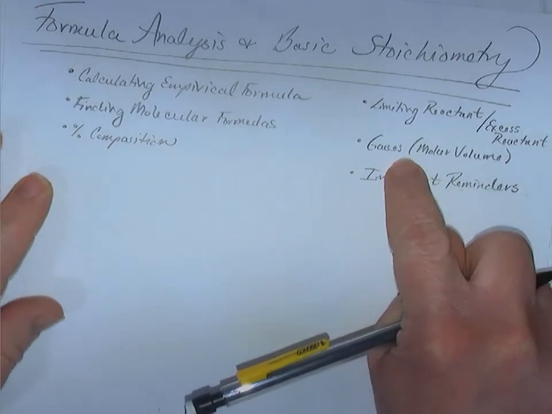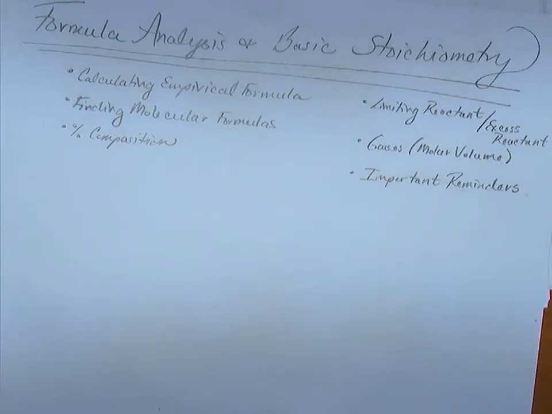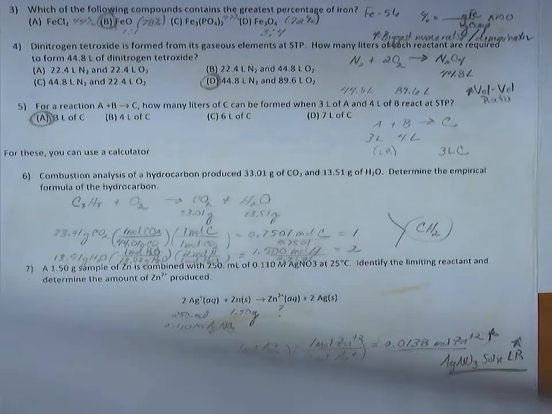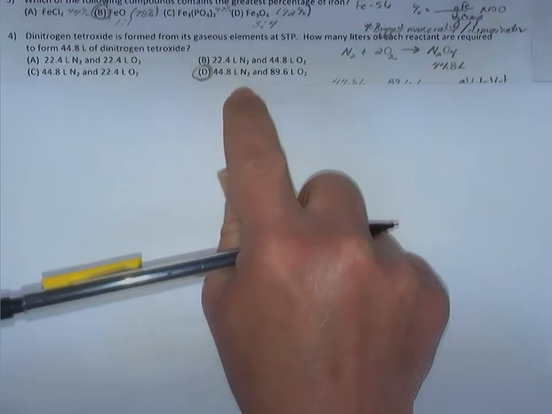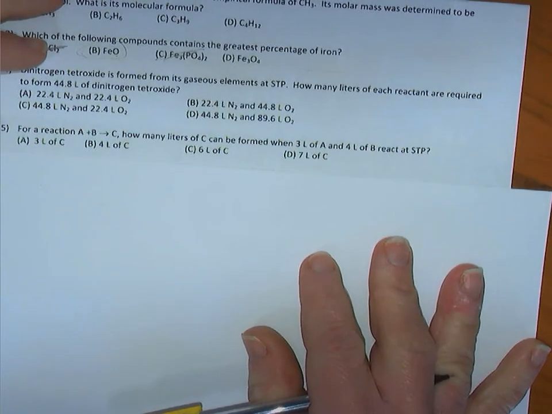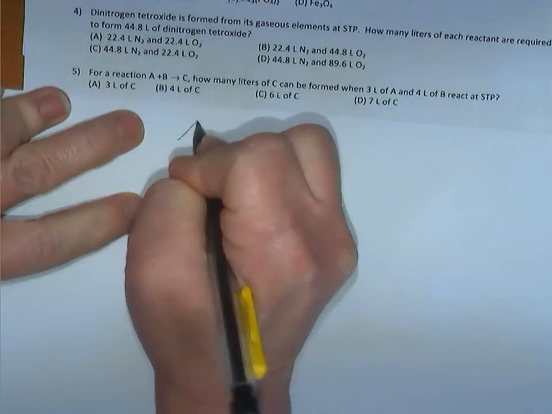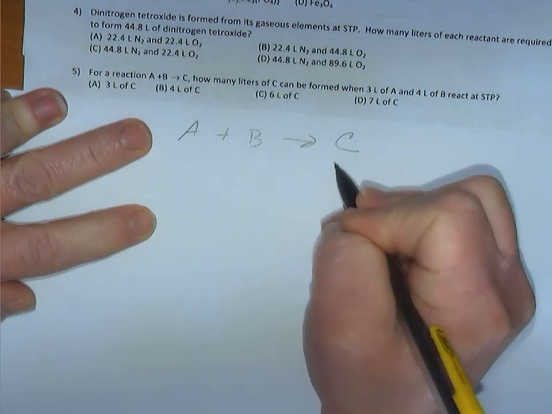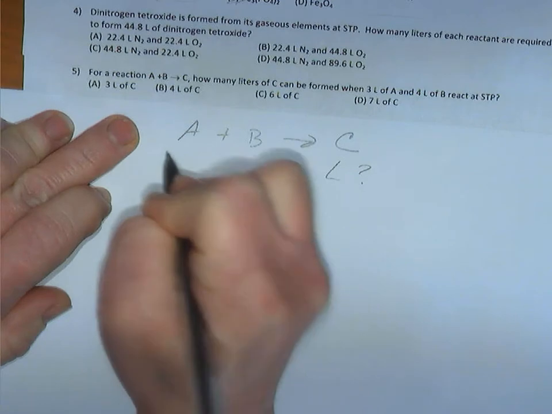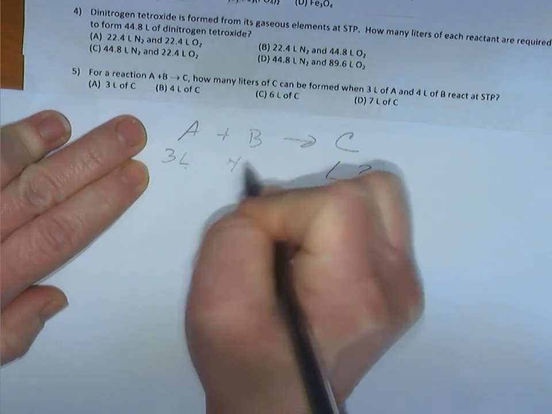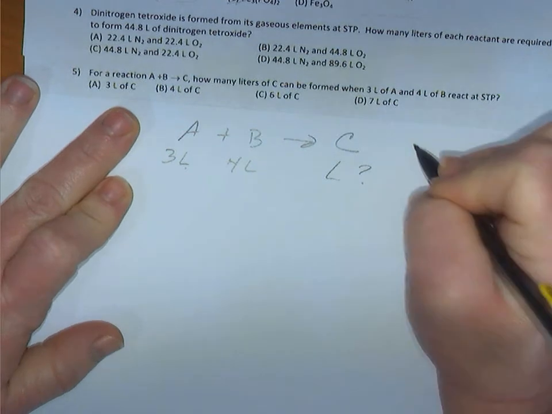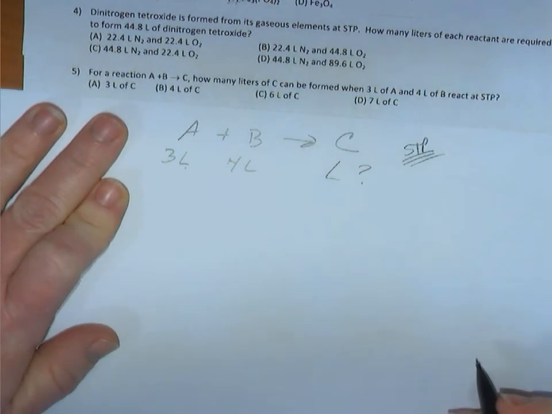Just one more thing about gases with molar volume. Okay, ladies and gentlemen, so what if we were given a question like, let's look at number 5. For this reaction, they are just generically giving us A plus B yielding C. How many liters of C can be formed when 3 liters of A and 4 liters of B react at STP? All right, what comes to mind with STP?